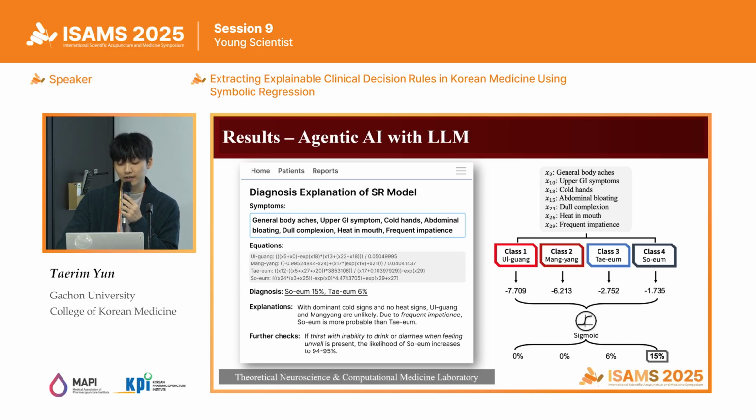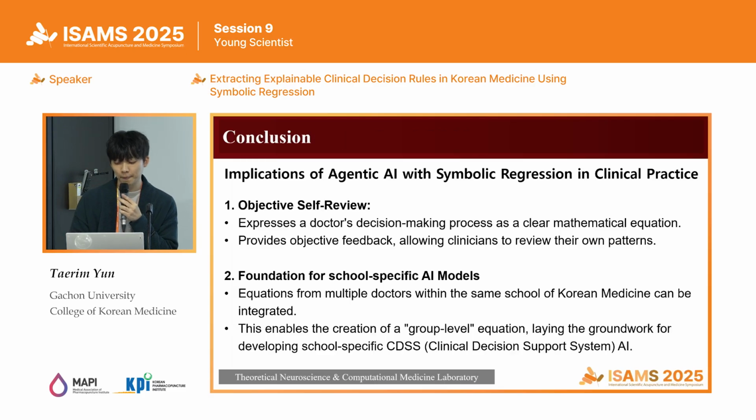Additionally, agentic AI tells the user to check whether the patient has more symptoms like thirst with inability to drink or diarrhea when feeling unwell, because in those cases, probabilities of 소음병 will increase to 95%.